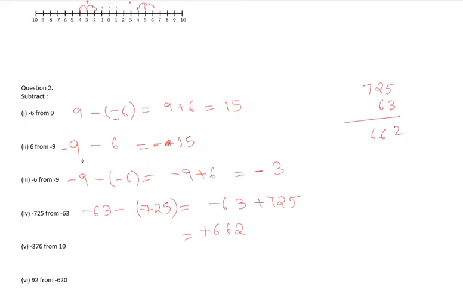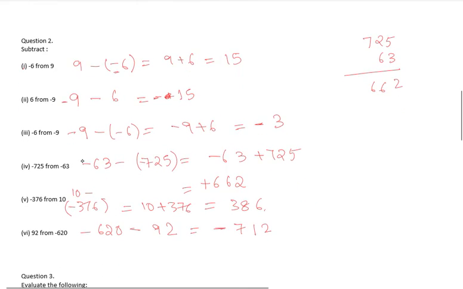The next question is minus 376 and 10 is subtracted from it. So that becomes 10 plus 376, which is equal to 386. Then we have minus 620 minus 92. Same sign, add the numbers. If I add, I get 712 with a minus sign because the sign is to be written as it is.